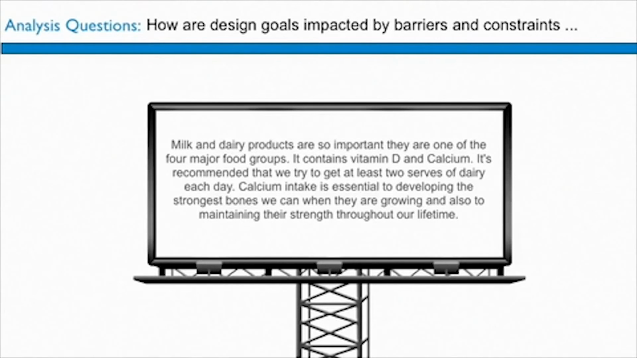So let's add some text that tries to emphasize our message. The client might say to you, this is the text that I want to present to my potential viewers. They're going to say milk products are important because they're one of the 4 major food groups. They contain vitamin D and calcium and all this other good stuff. So what we need to do is take all this information and put it into a format that's accessible.